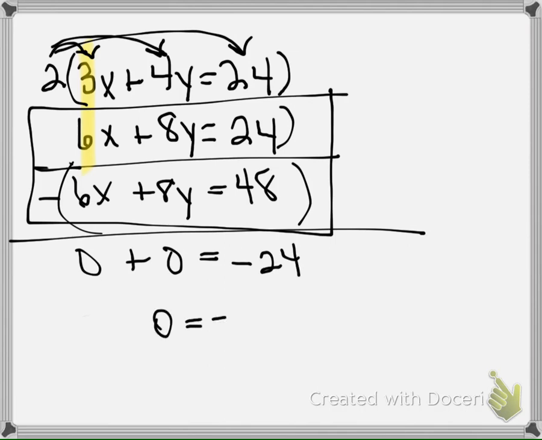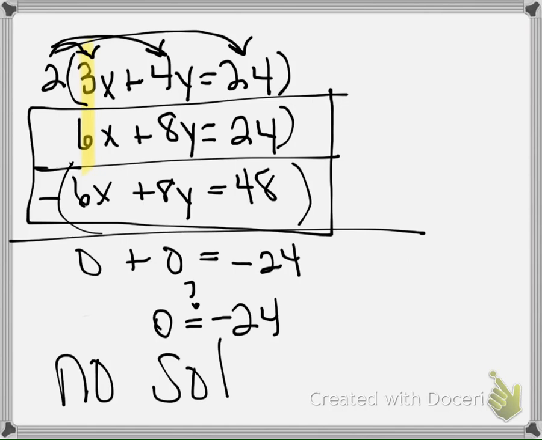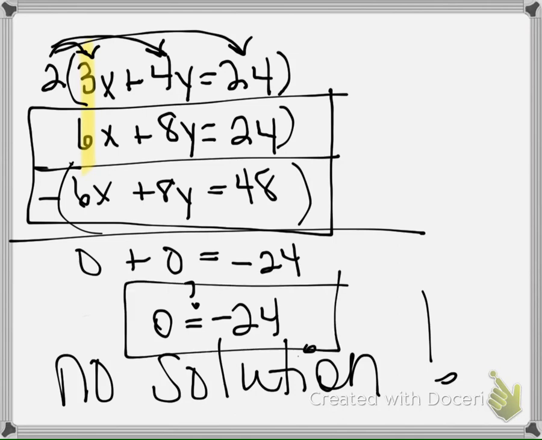Does 0 equal negative 24? No. 0 does not equal negative 24, does it? Therefore, there is no solution to this one, because the variables went away and the statement you ended up with was false.